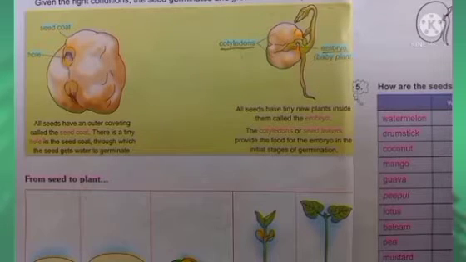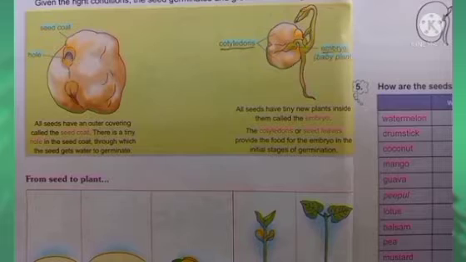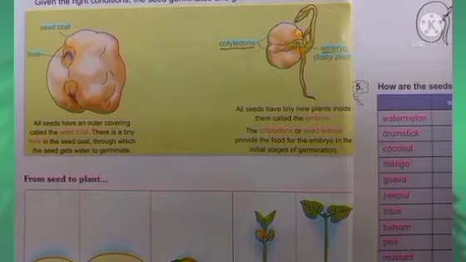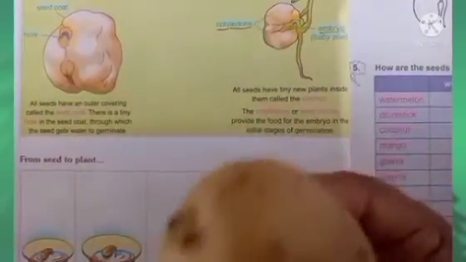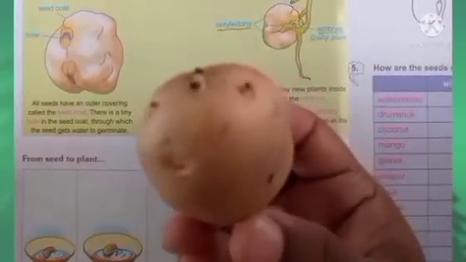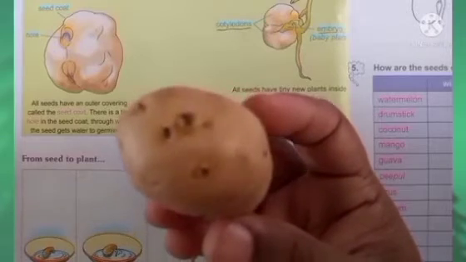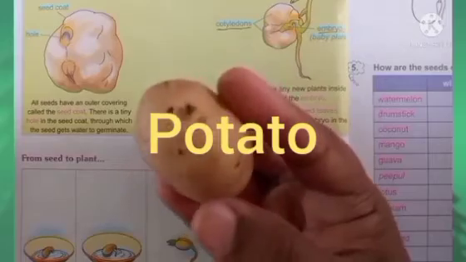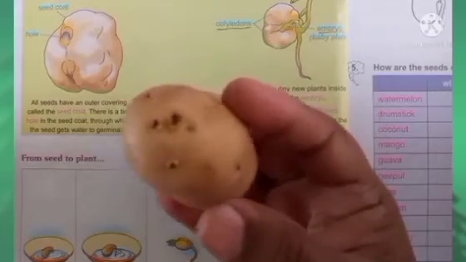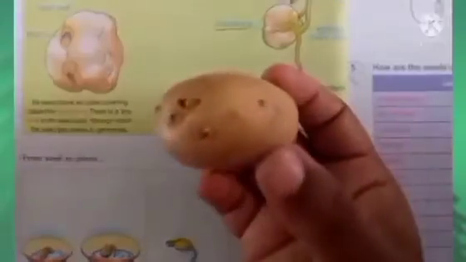Today, we are going to learn about the structure of a seed. All seeds have a baby plant inside them. So for example, which vegetable is this? Do you know, dear students? Yes, it's a potato. This is a vegetable which children like.